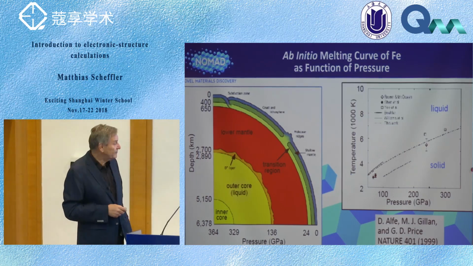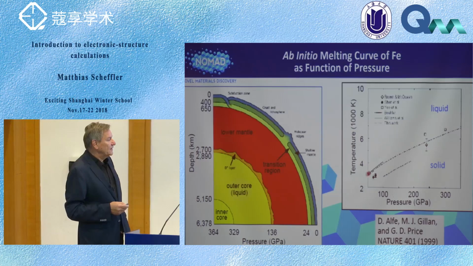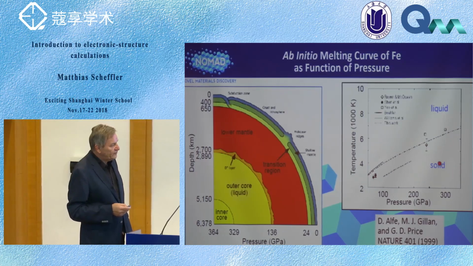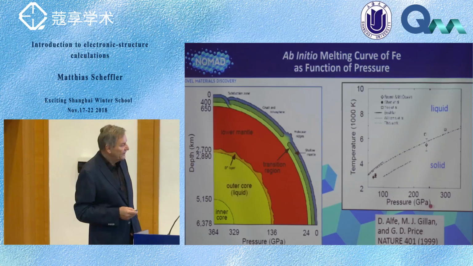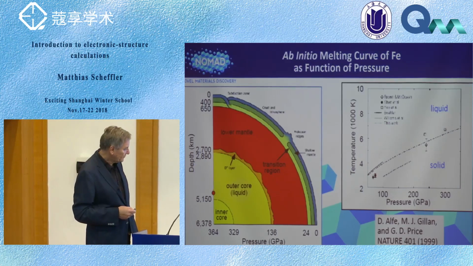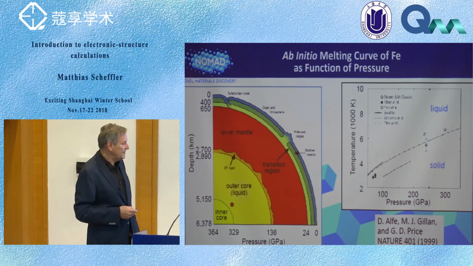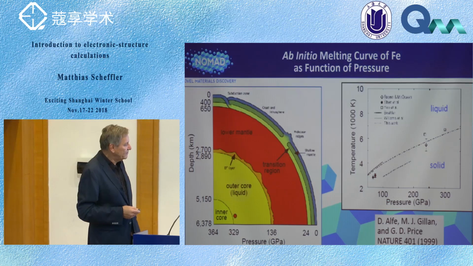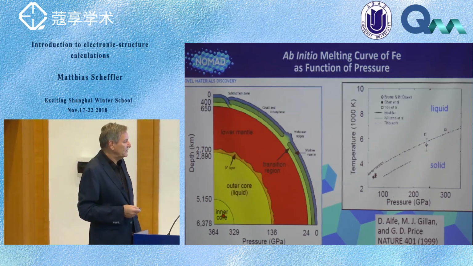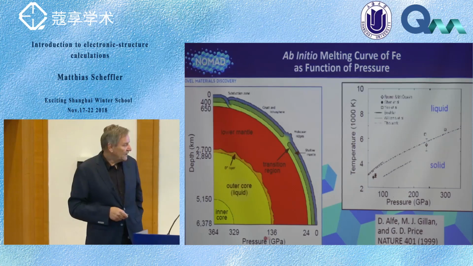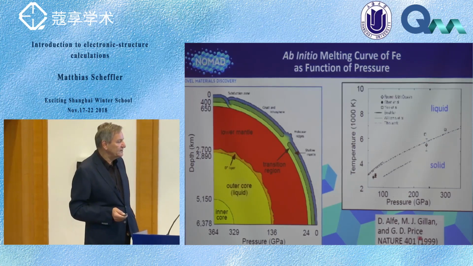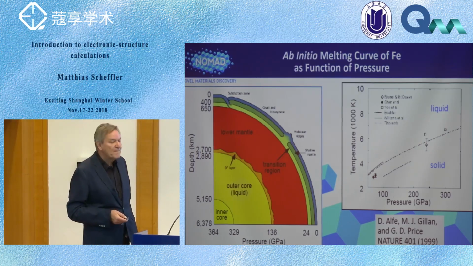But you can calculate, in fact, the melting curve. So the curve which separates the solid from the liquid as a function of pressure. Now we know here at this point, at 329 gigapascal, from this earthquake wave type of, or bomb type of waves, that at this point we have a phase transition between inner core and outer core. And what these authors have done, Alfè, Gillan, and Price, is they calculated, and this is the dot-dashed curve, the melting curve of iron.